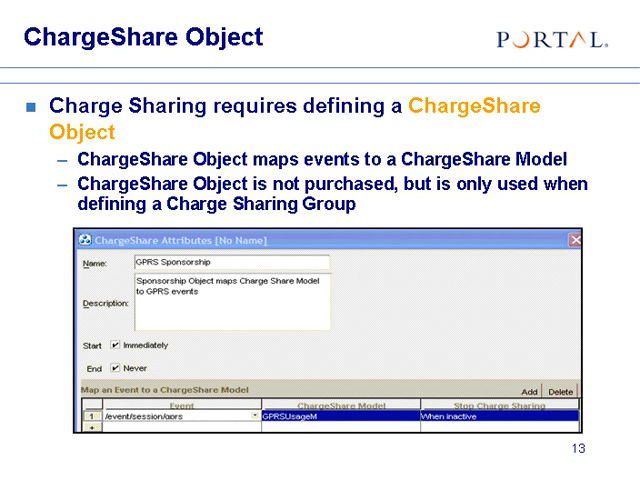So this is the charge share object window from Pricing Center. It's actually a very simplified version of a discount. I have a name, I enter a description, its effective dates, and then I pretty much map events to charge share models. And so this is an event session, goes to GPRS usage and charge share.